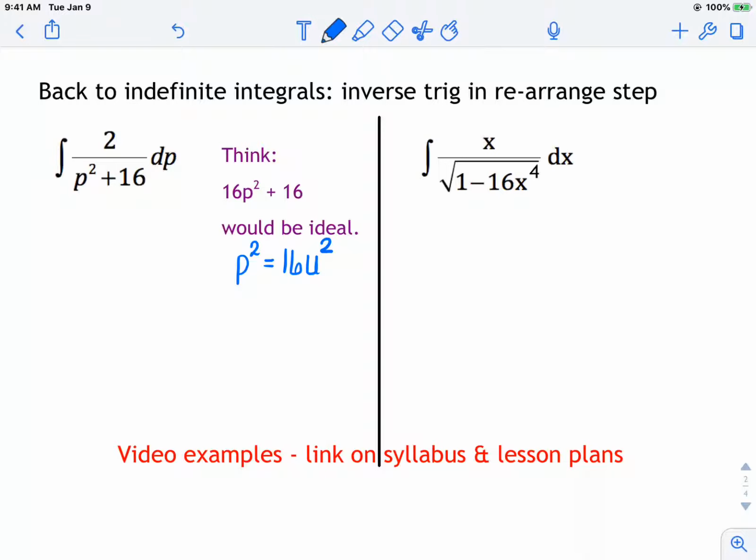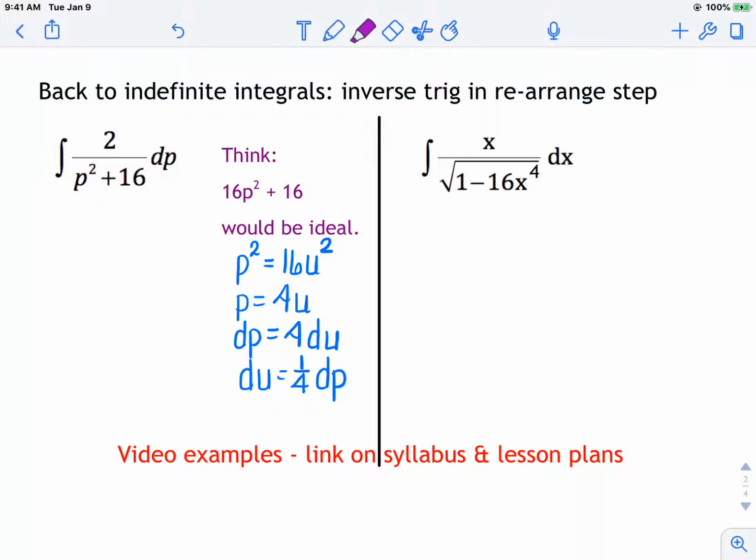And if I do that, then I can base my entire planning phase off of this idea. So if that is truly what that is, then p could be replaced by 4u. And then we could still get our du dp that we will need. So in this case, dp is 4 du, taking the derivative. And therefore, I can also write that du is 1/4 dp.